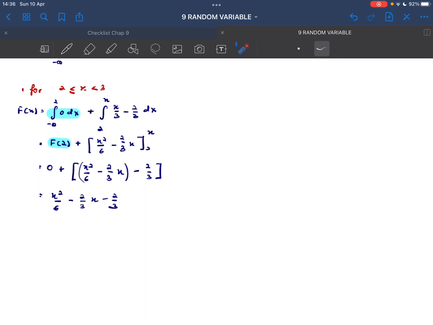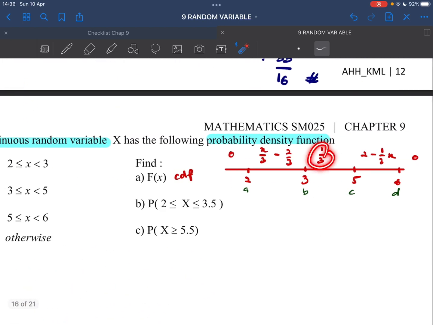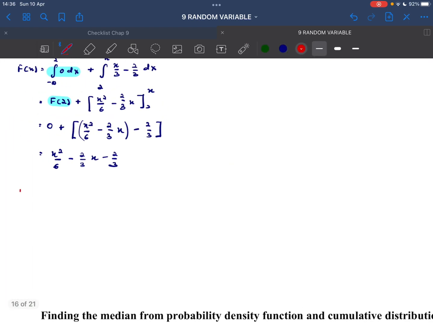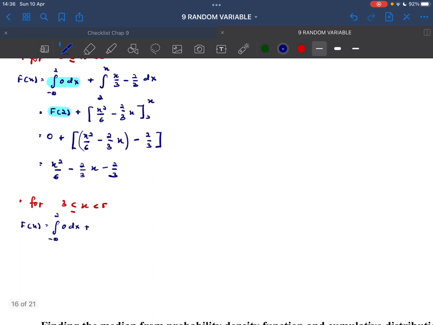So let's go to the next range, which is between 3 and 5, with the function of 1 over 3. For x between 3 and 5, we have F(x), just following from negative infinity to 2, function 0, then 2 to 3, then 3 to x. The function is 0, then from 2 to 3 the function is x over 3 minus 2 over 3 dx. And the last one is supposed to be 3 to 5, but this changes to x, where the function is 1 over 3.